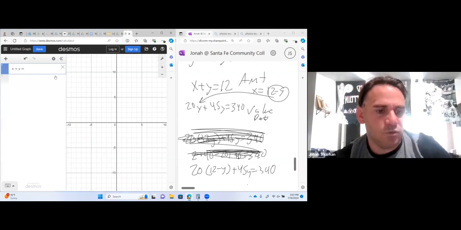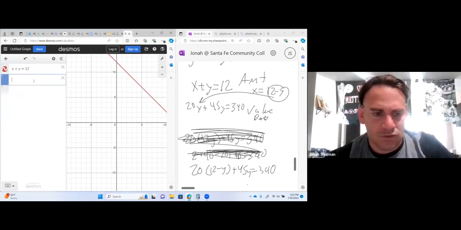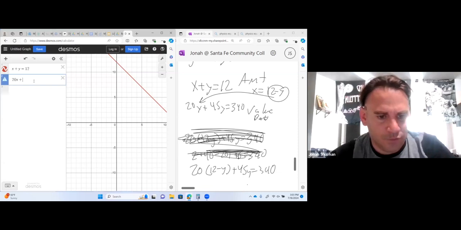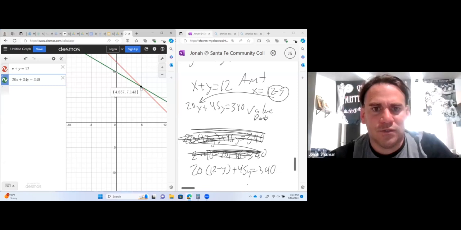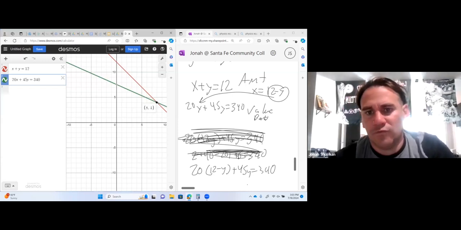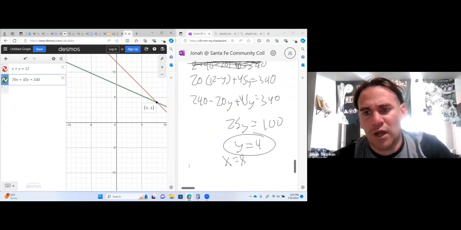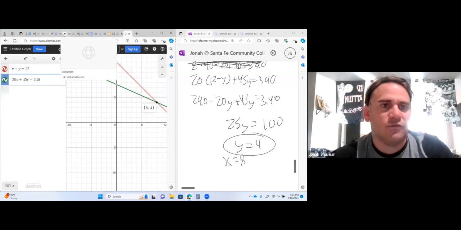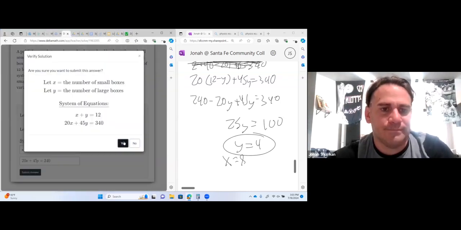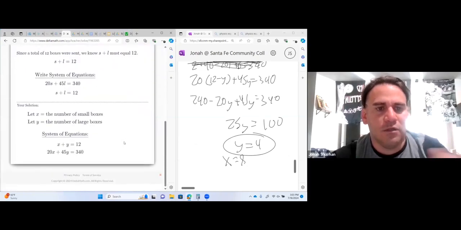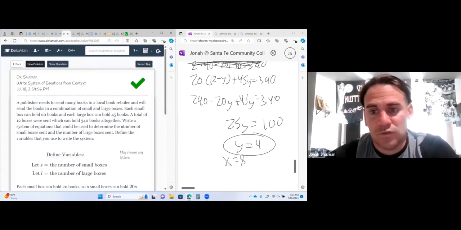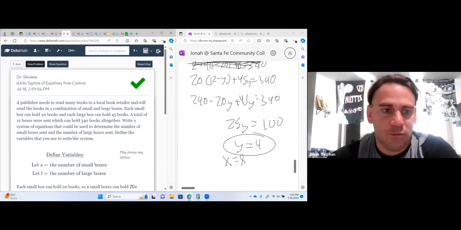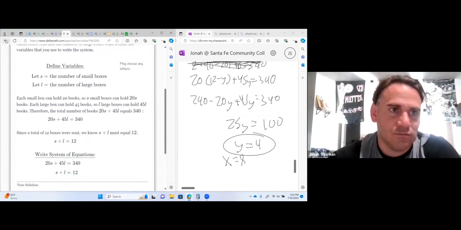X plus Y equals 12. The other is 20X plus 45Y equals 340. And there it is. What? Oh, 45Y, not 34Y. I was like, that's not the right answer. There we go. 8 and 4. What did we get? 4 for Y, 8 for the other one. They didn't ask you for everything. I gave you it all. Ta-da! But if you actually want to know the values, it'd be 8 small and then 4 big. They used S and L for small and large. Use whatever you like.